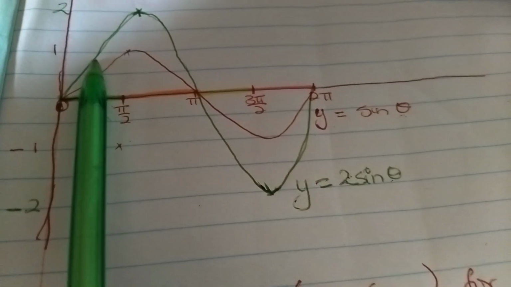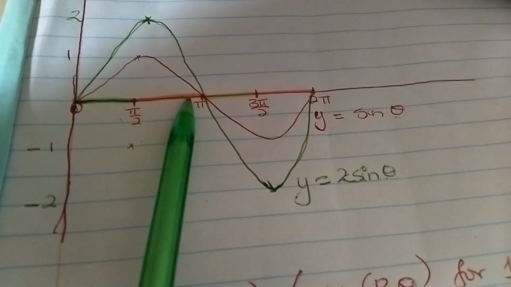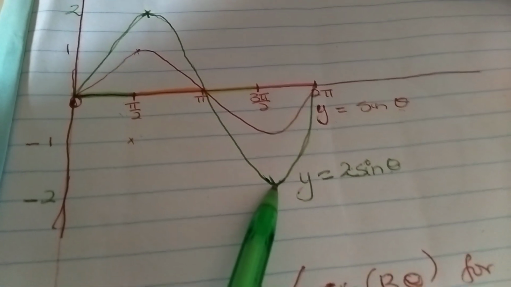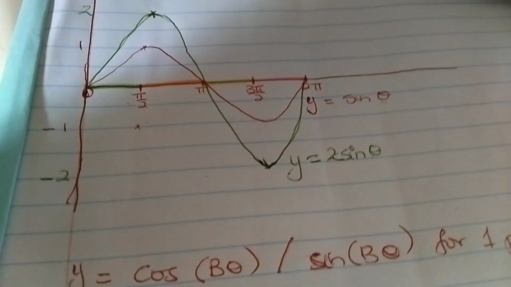Also, the sine will go from 0 and increase and decrease and cut the x-axis and get to the minimum and then go back to the x-axis. So what happens with the cosine? Let's see what I did here.